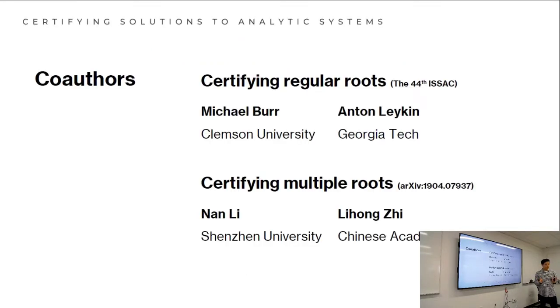Before I start, this talk consists of two parts, which are works that I have done recently, so I need to introduce my co-authors first. The first half of the talk is about certifying regular roots, which means we deal with roots of multiplicity one, simple roots. It was done with Michael Burr, who is a faculty member at Clemson University and was also a student at NYU, and Anton Leykin, who is my advisor at Georgia Tech. The second half of the talk is about multiple roots, which was work done with Nan Li and Li Hongzi. They are both in China.